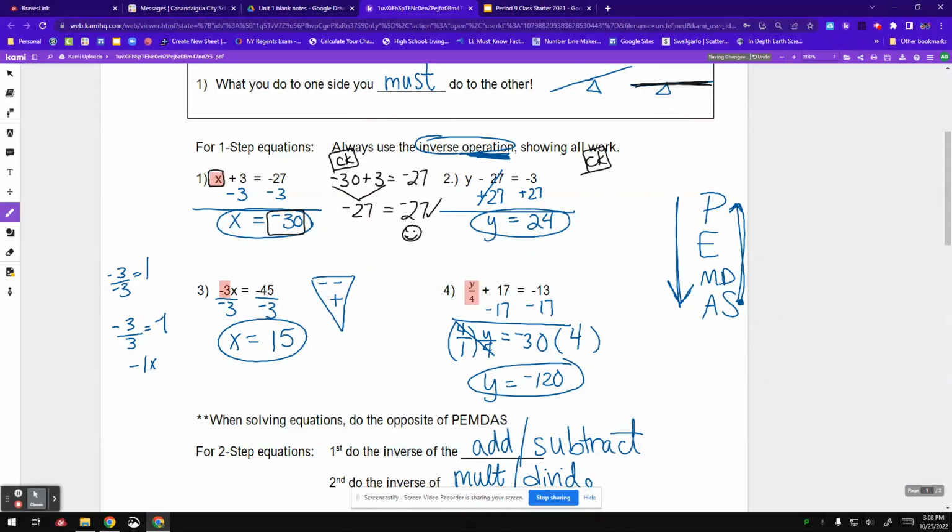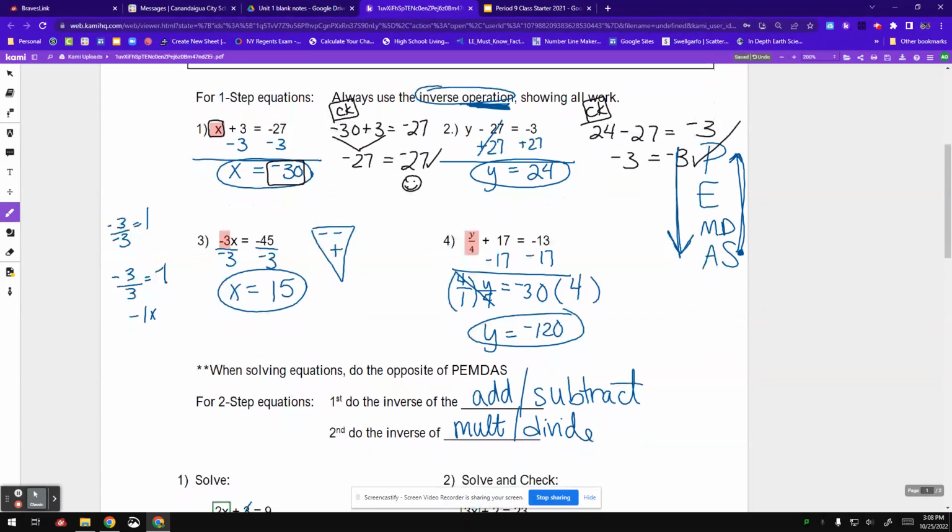Okay, so I'm going to recopy this problem, but instead of y, I'm going to write 24 minus 27. Notice that the 27 is negative, and that's larger. So when I do this problem, I do get negative 3. Check. Here, again, I'm going to replace the x with 15. Remember that that means negative 3 times x. So this is negative 3 times 15 equals negative 45. I do this problem. I do get negative 45, so the two sides are equal.